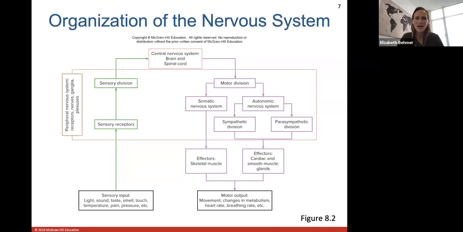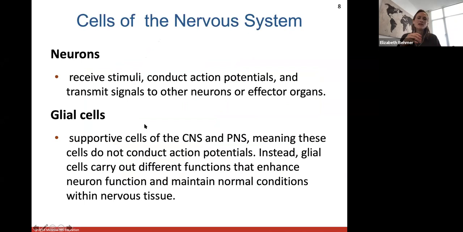Then the cells of the nervous system: you just have two types of cells in your nervous system. You have neurons and you have glial cells. The neurons are the main cell of the nervous system. These cells receive stimuli, conduct the action potential down their axon, and then transmit signals to other neurons or to an effector organ, like your skeletal muscle at the neuromuscular junction, which is what we talked about last week.